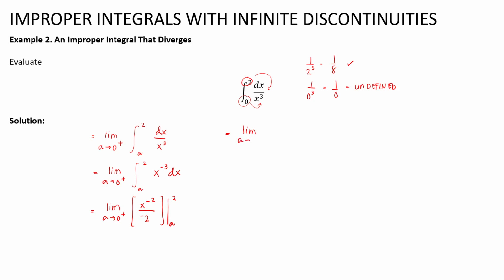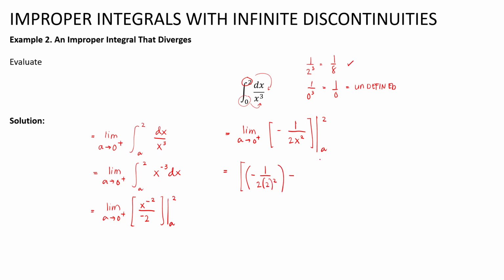So the limit as a approaches 0 plus. This is -1 all over 2x squared. I will transfer it to the denominator, since there are many negative signs, so let's try to eliminate the others. That will be from a to 2. So evaluating the limits of integration first before the limit, this will give us -1 all over 2 times 2 squared.